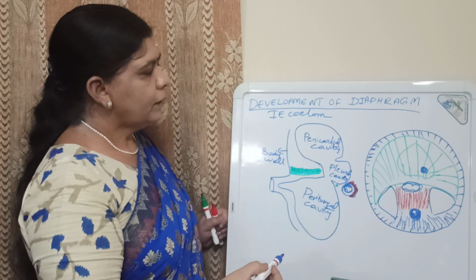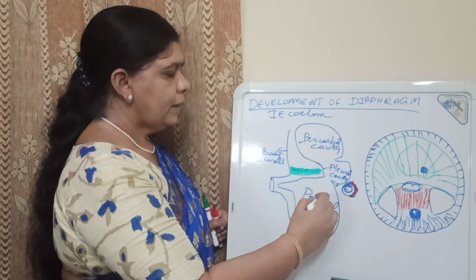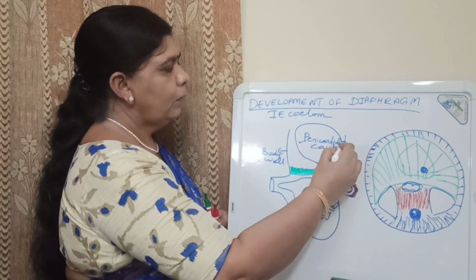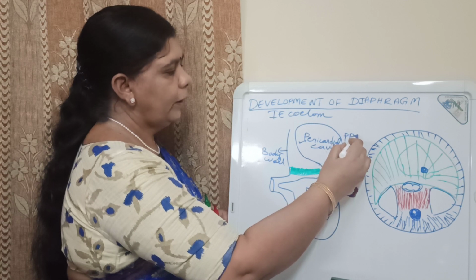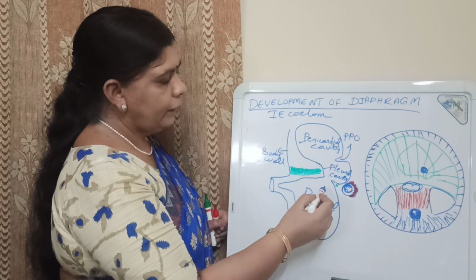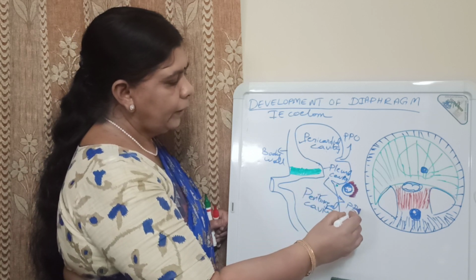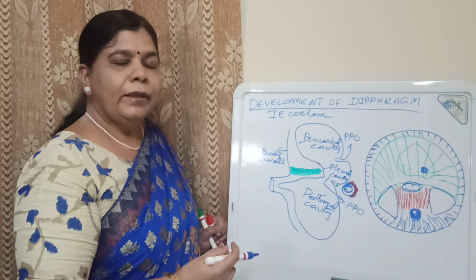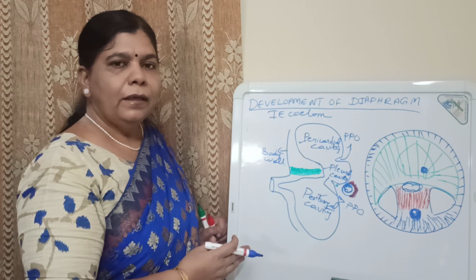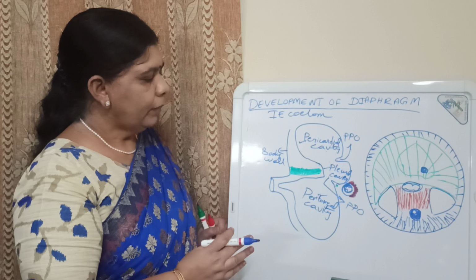So when this intraembryonic coelom is giving rise to all these cavities, there is a communication between these cavities. So this will be called as the pleuropericardial opening. And this communication between the pleural cavity and peritoneal cavity will be the pleuroperitoneal opening. So in the beginning there are communications between these coelomic cavities and the partitions of the coelomic cavities. Now how does this diaphragm develop?